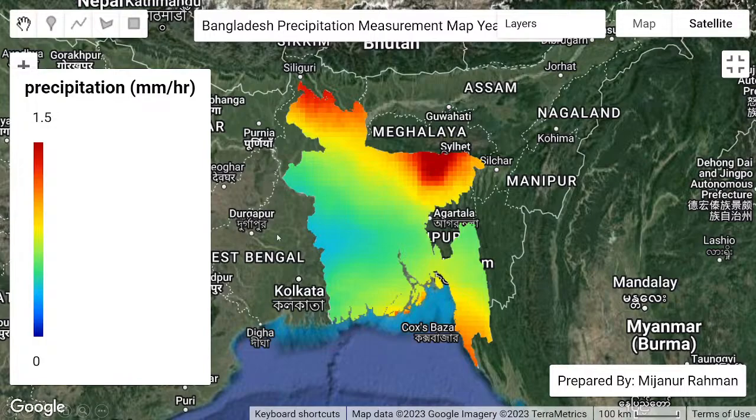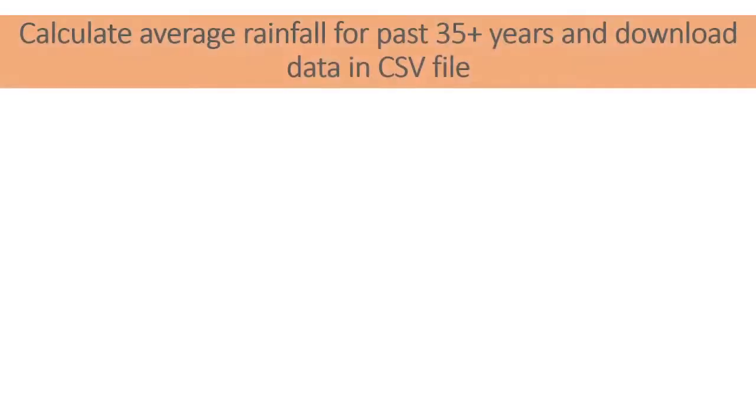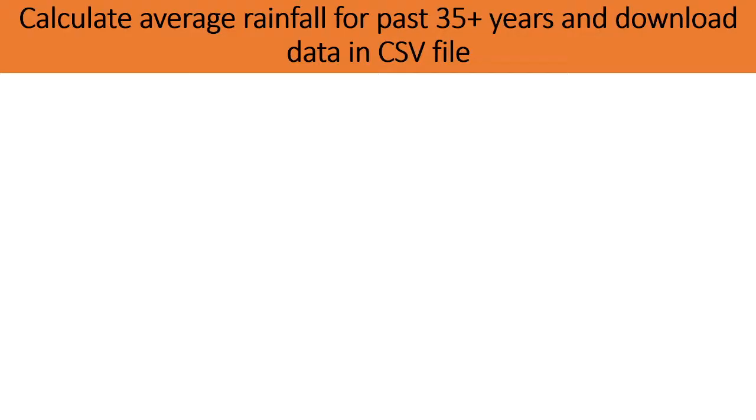Okay, so this type of measurement we can also do, and also calculate how much area occurred for the 1.5 millimeter per hour precipitation for any region. This type of calculation we can also do in the Google Earth Engine platform very easily, as well as calculate the average rainfall for the past 35 years and download the data in a CSV file.